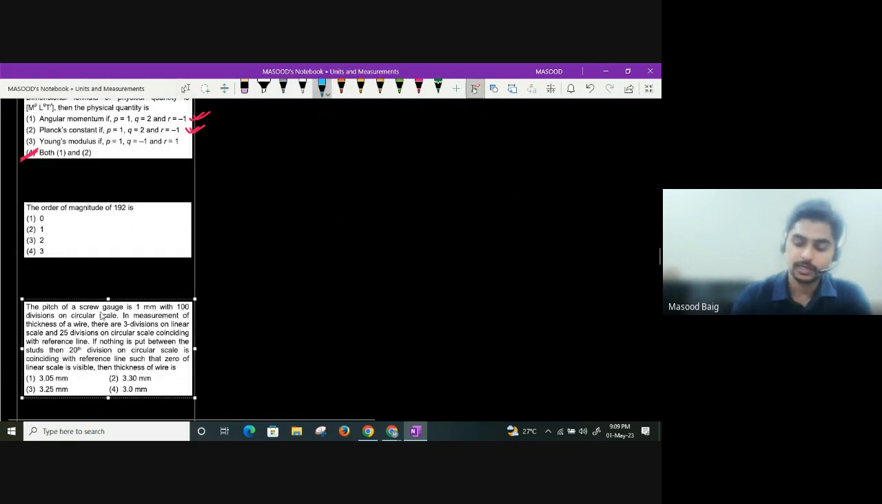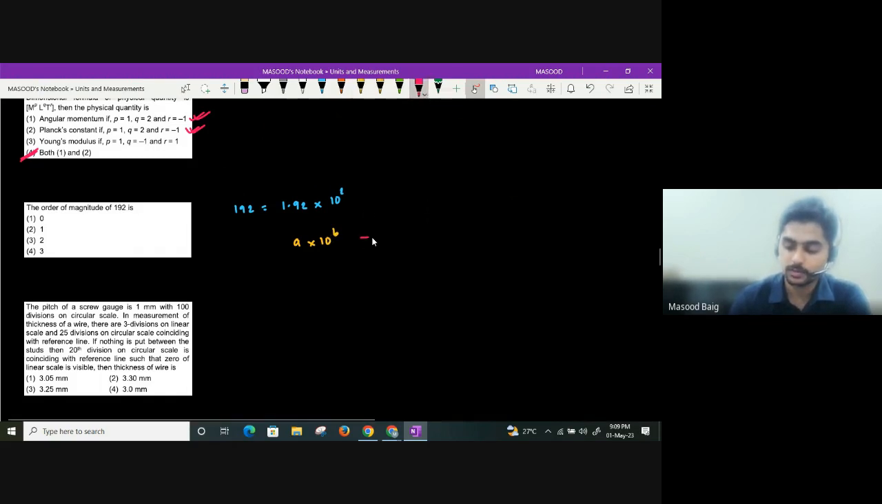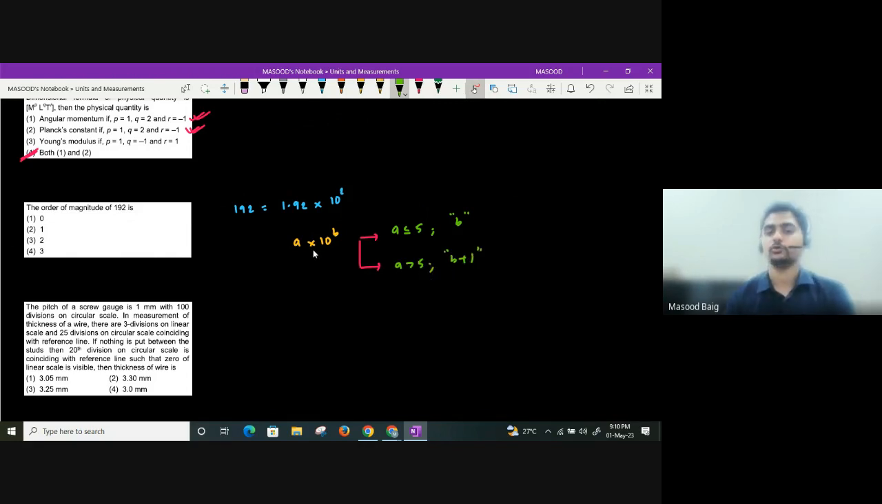What would be the order of magnitude they are asking? Whenever we consider order of magnitude, 192 is given. So I can write it as 1.92 into 10 square. So whenever a quantity is written in the form of a into 10 power b, guys, always remember two things are possible. If a value is less than or equal to 5, then b will be the order of magnitude. If a value is greater than 5, then b plus 1 will be the order of magnitude. So here I wrote it as less than 5 only. So what will be the order of magnitude in this case? 2 will be the order of magnitude. Clear, everyone?